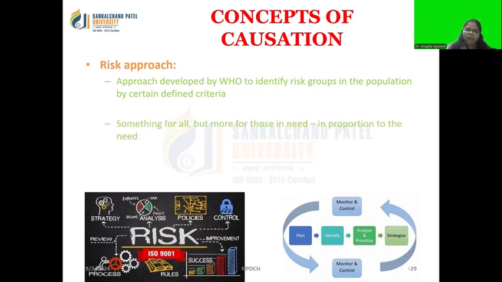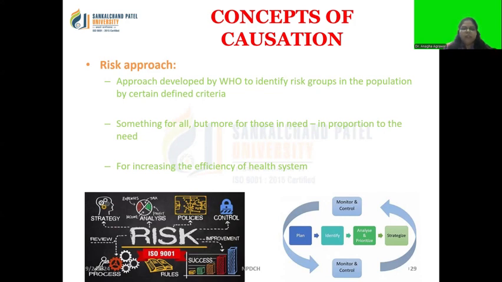With the help of the risk approach: something for all, but more for those in need, in proportion to the needs. This is the principle behind the risk approach, where we do something for all. But as we know, the risk groups are more susceptible to that particular disease, so we are doing more for that particular group. This increases the efficiency of the health system, and we do not want to waste our resources, which are very difficult to get. That's why we are going towards a risk approach rather than a mass approach.